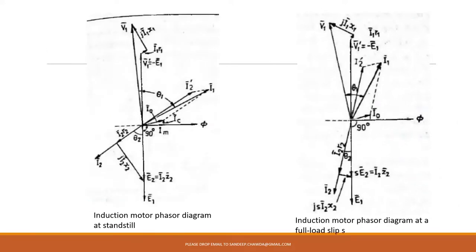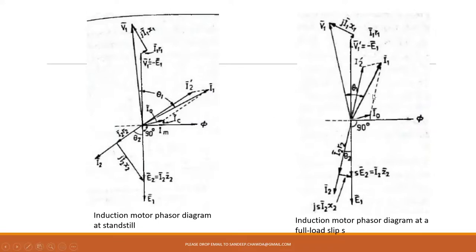So here both phasor diagrams are with you. When the motor is at standstill, slip is 1. When the motor is in running condition, the rotor is revolving, and at that time the slip is going to come. So you could observe one more thing here, like in the previous case what we have seen.